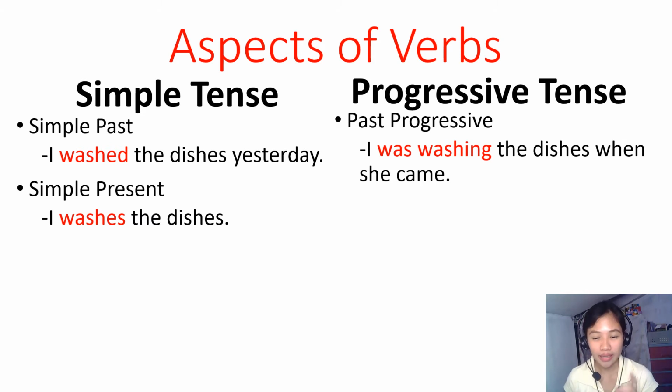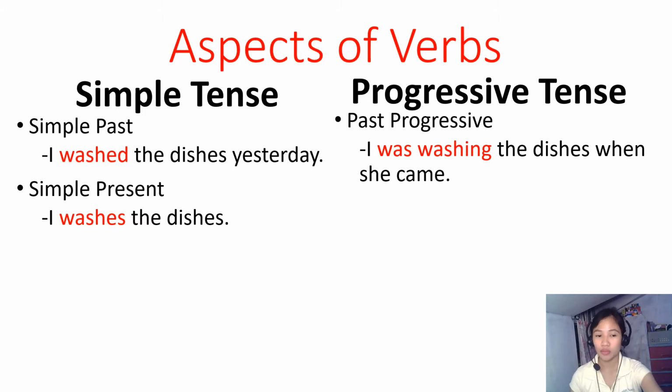Again, this talks about the activities that happened over a period of time in the past. So we can use was or were plus the verb and its ing. As you can see in my example, I use was plus the verb and ing. I was washing the dishes when she came.